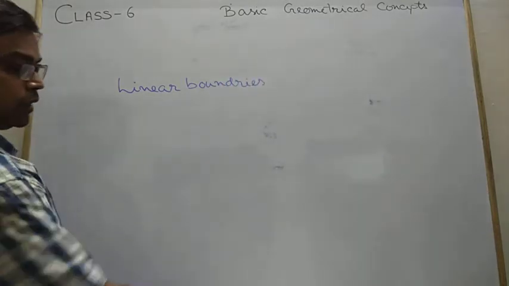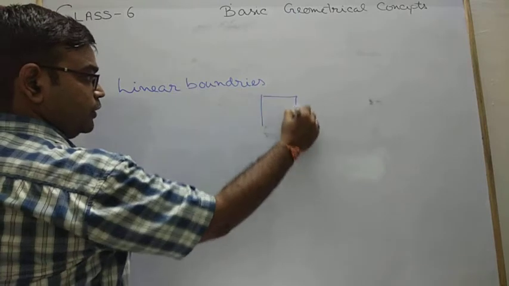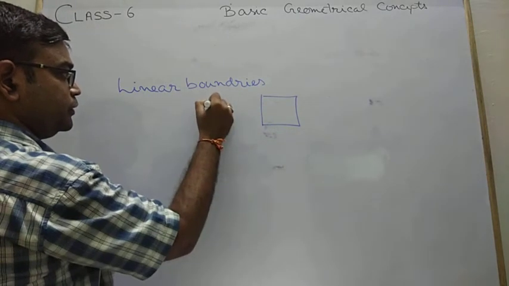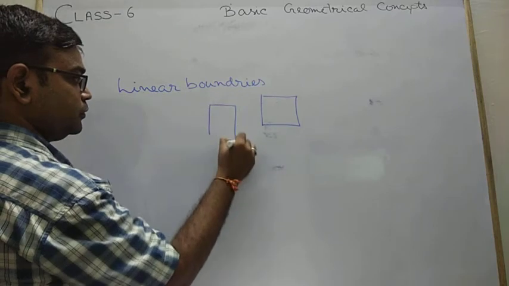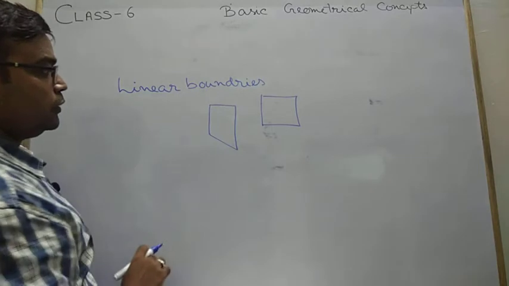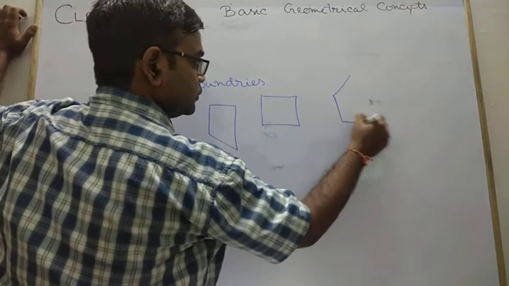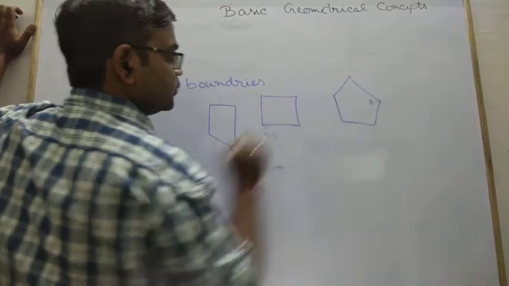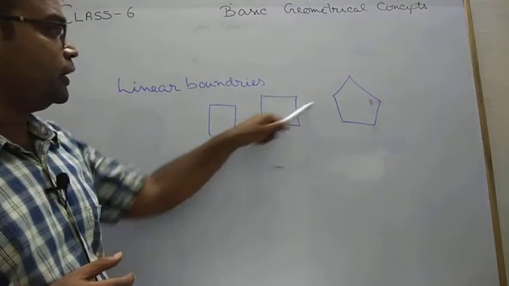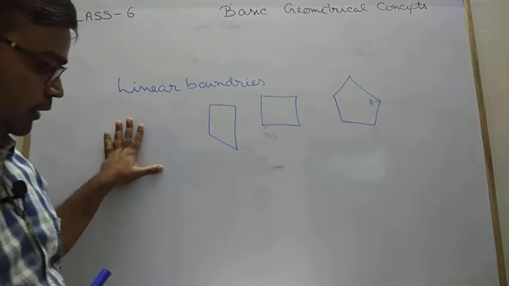If boundaries are always in a straight line, like this figure or this figure, no? Or we can use this figure. What we are observing is that the boundary contains only straight lines, so they are known as linear, having linear boundaries.